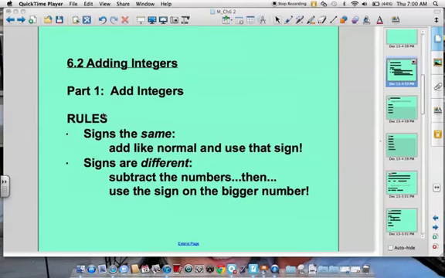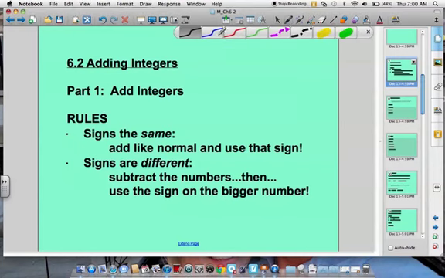Alright, today's lesson is on 6.2, adding integers. The first thing I want to talk about is how do we add integers? There are some certain rules, and these are super important. This will help a lot of you be able to do the different problems if you can memorize these two rules. The first thing is that if the signs are the same, okay, that's the key.